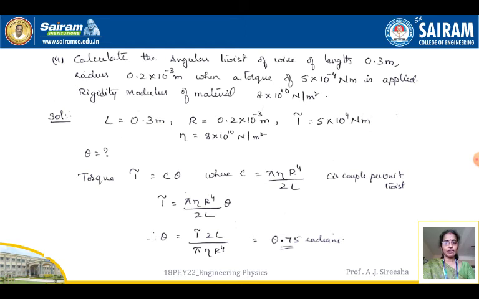Tau is already given, 5 into 10 to the power of 4. 2L is already given, 0.3 meters. And the pi value is constant, and eta is 8 into 10 to the power of 10, and r is 0.2 into 10 to the power of minus 3, whole to the power of 4. Calculate with the calculator, you will be getting theta is equal to 0.75 radians. This is the angular twist for the given numerical.